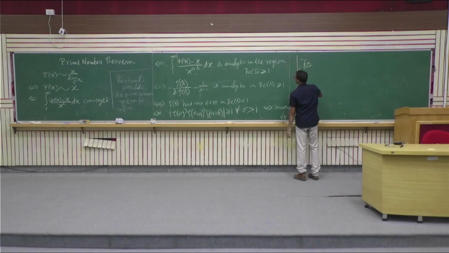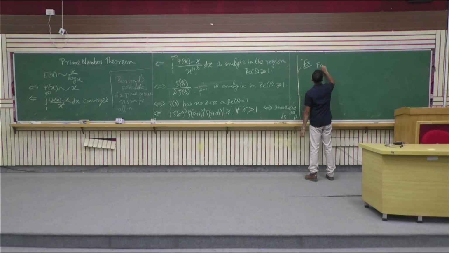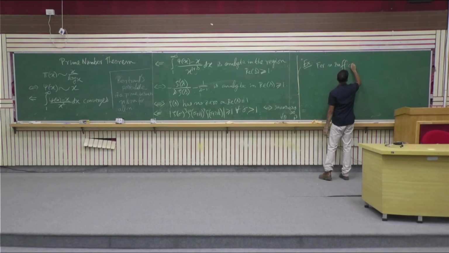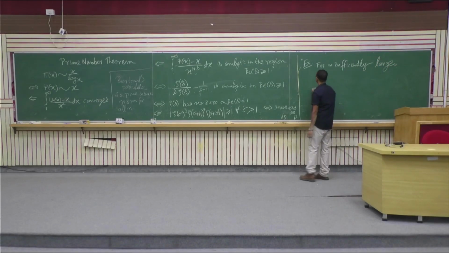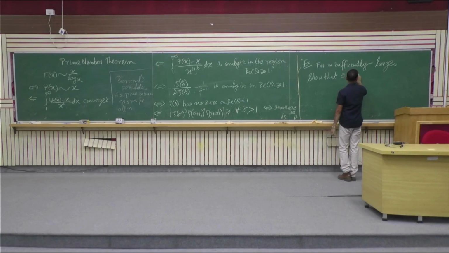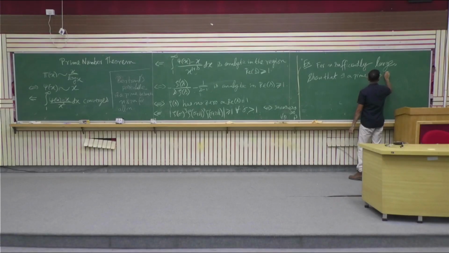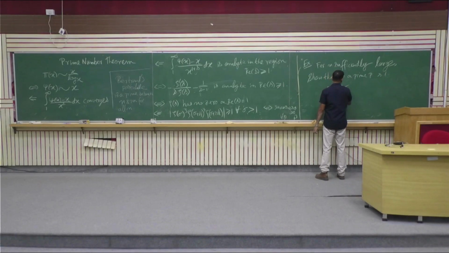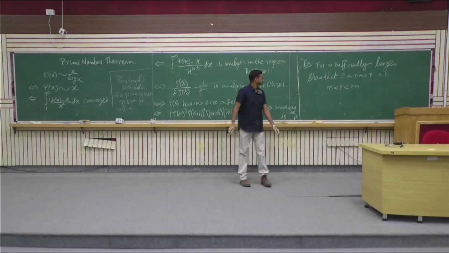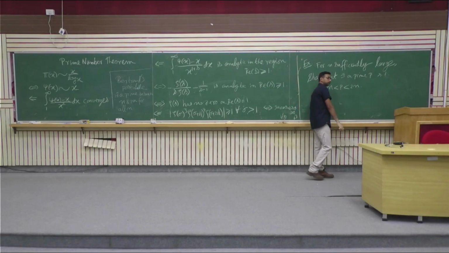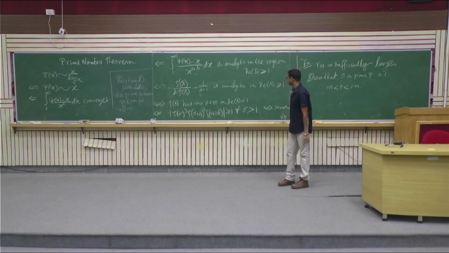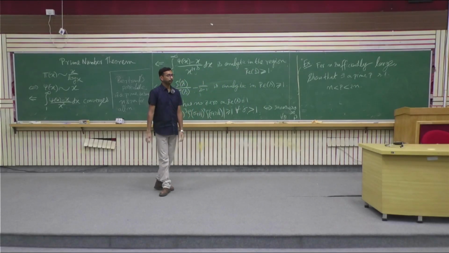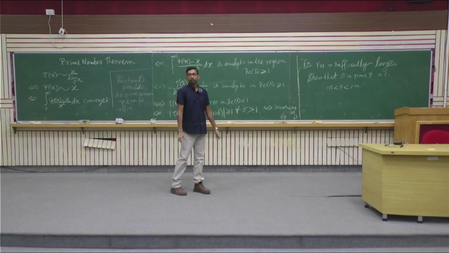So this is the exercise: for n sufficiently large, show that there exists a prime p such that n is less than p less than 2n. So use the prime number theorem to obtain this.